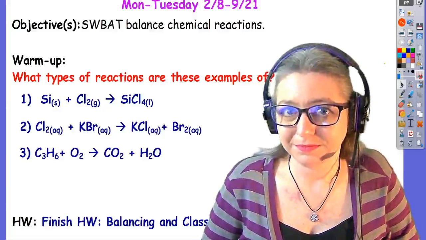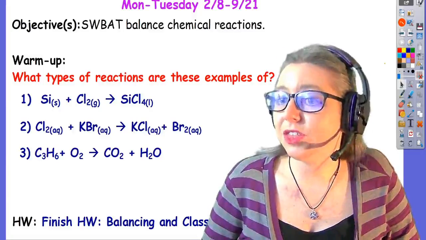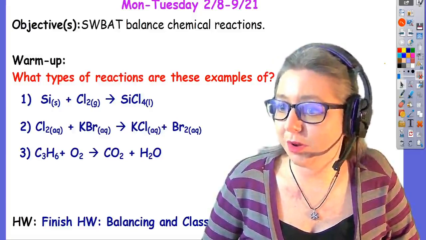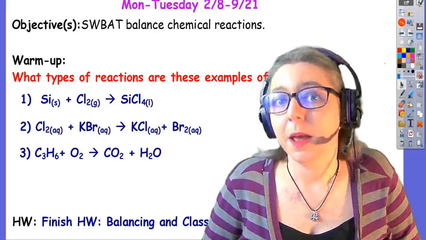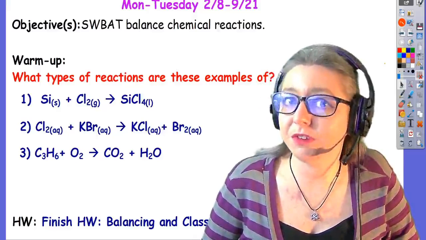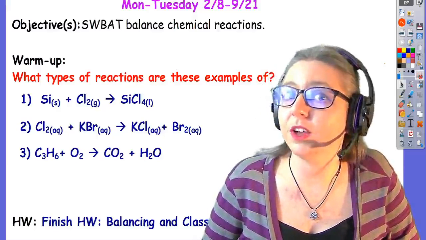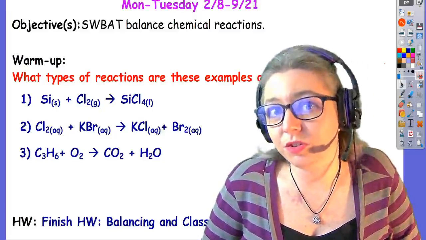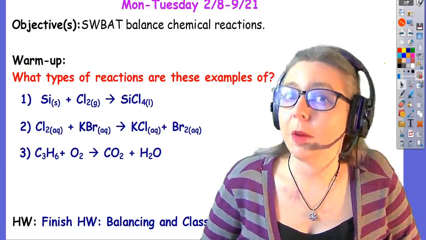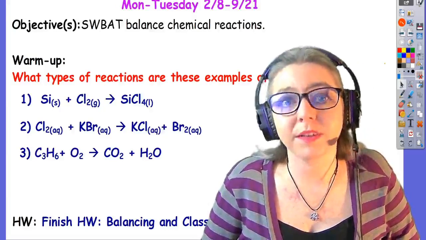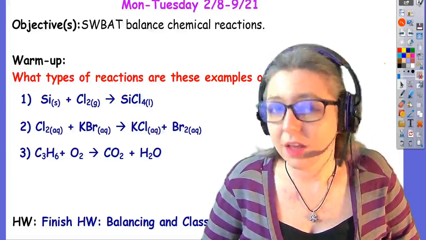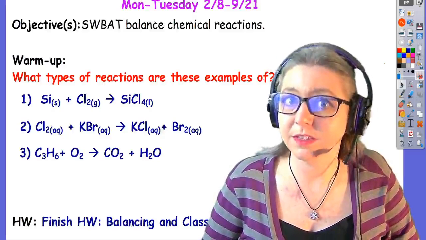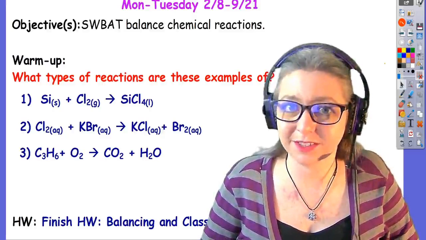And finally, I have C3H6 plus O2 yields CO2 and H2O. That's a combustion reaction. Our combustion reactions always involve a hydrocarbon, so a compound made of only carbon and hydrogen, although sometimes we can throw an oxygen in there, reacting with O2, oxygen gas, to form carbon dioxide and H2O. We always get those same products from a combustion reaction. The only thing that's going to change in my combustion reactions are the subscripts on my carbon and hydrogen in the hydrocarbon and the coefficients.